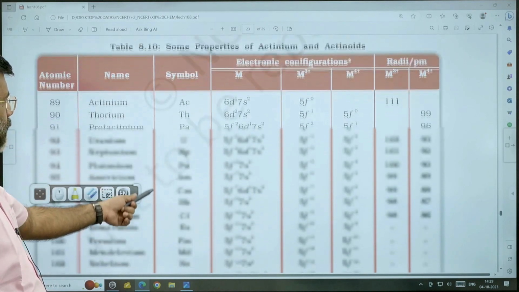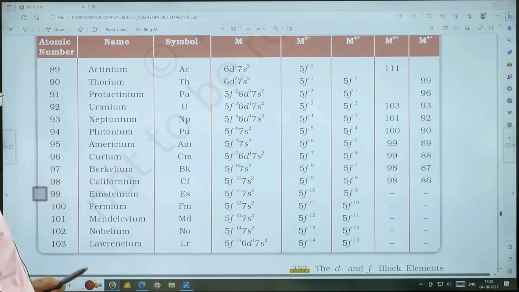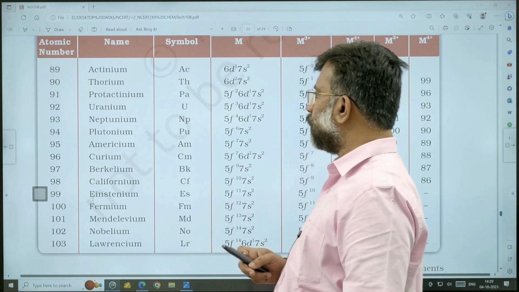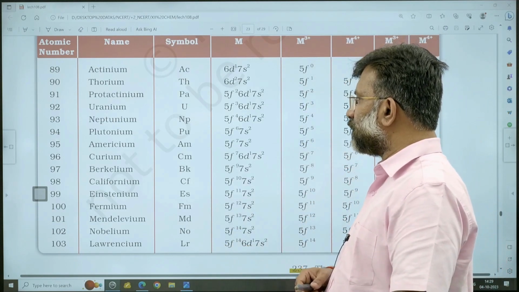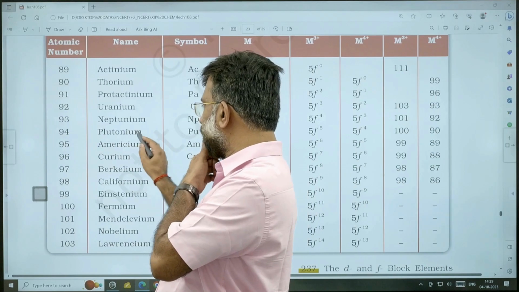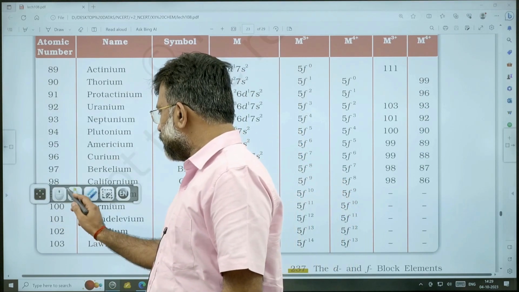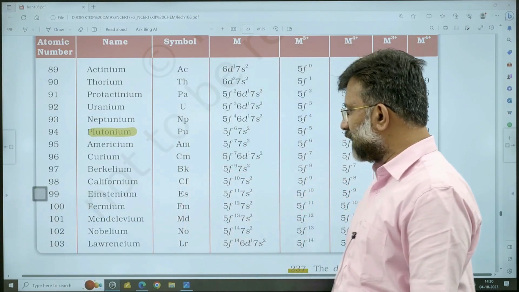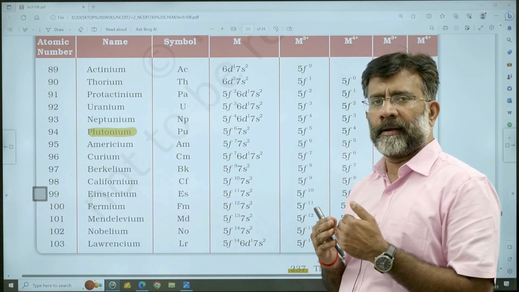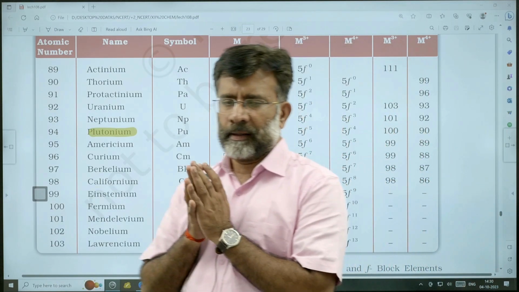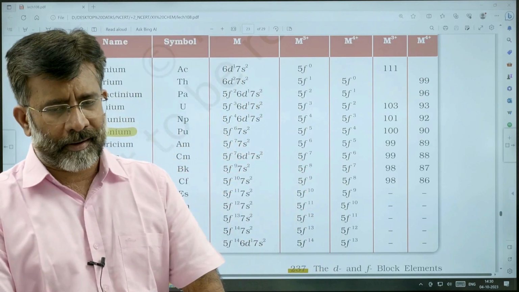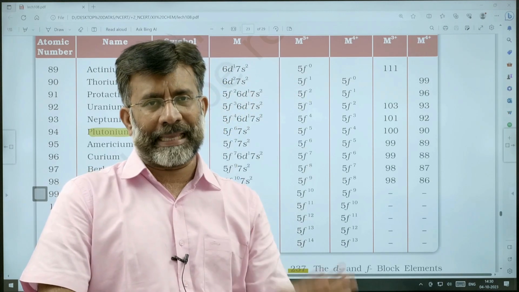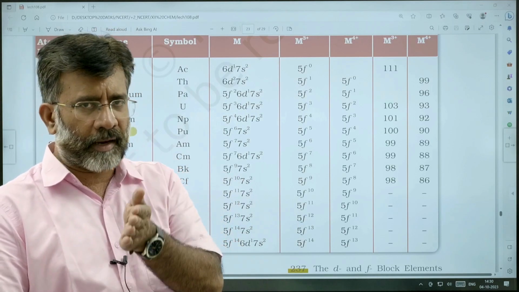A small talk on actinoids is what is left in the chapter. The members start from 89, actinium, and continue with the 5f series: thorium, protactinium, uranium, neptunium, plutonium, the deadliest element, americium, curium, berkelium, californium, einsteinium, fermium, mendelevium, nobelium, and lawrencium. All these are radioactive elements. All these are transmuted elements. All these are called transuranic elements, derived from uranium.